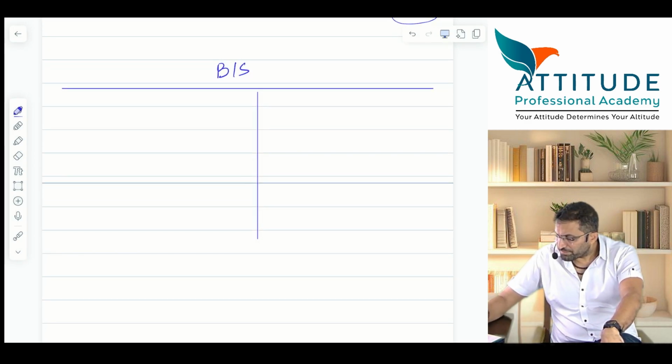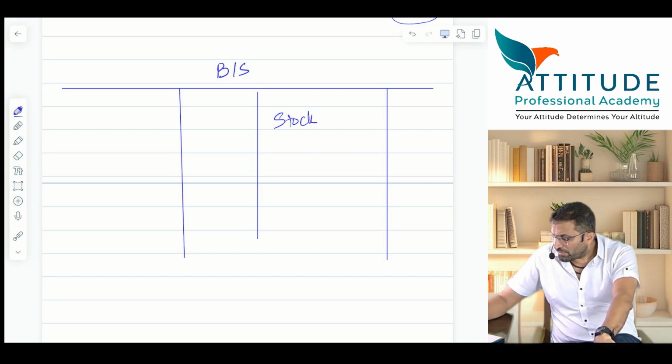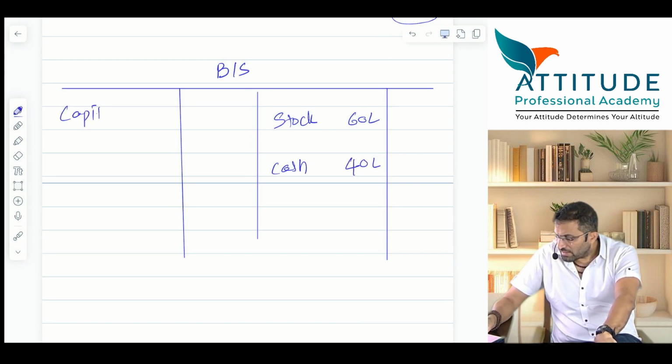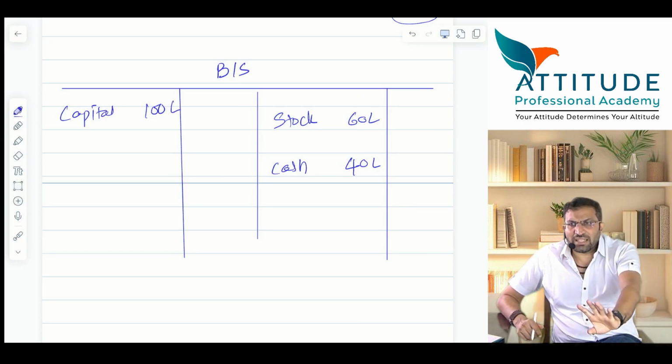Come down here. Let me see how many of you can answer it. Okay. I have a stock of 60 lakhs. Cash is 40 lakhs. Capital is 100 lakhs. You know everything hits your balance sheet.